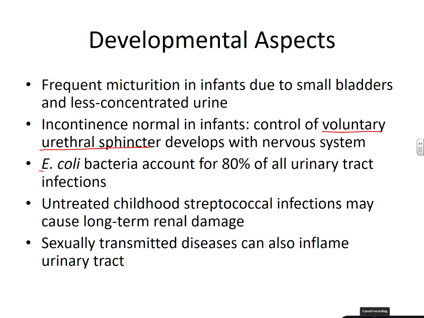E. coli, again, usually comes from the anus. This accounts for about 80% of all urinary tract infections. Strep is a really nasty bacteria. It can cause strep throat. It can also cause heart problems, and it can affect the kidneys. So it is really important that if your child has a strep infection, you get it treated.